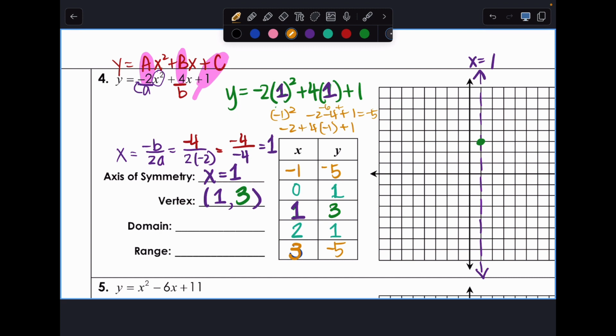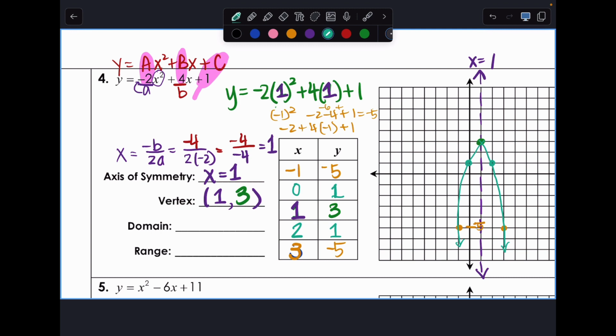Okay, so -1, -5. 3, -5. Okay. 2, 1. 1, and we have a parabola. Okay? Questions?